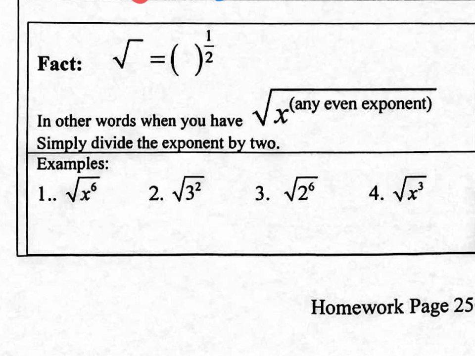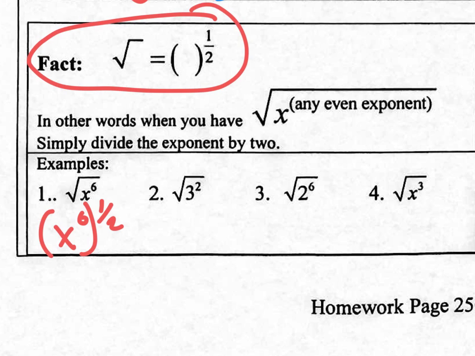So example number 1, the square root of x to the 6th. Let me rewrite this so you guys can see what I'm talking about. x to the 6th, instead of the square root, I want to put the power of 1/2, okay? Because this is a fact right here. When you say why 1/2, this is the fact: a square root symbol is the same exact thing as the power of 1/2. That's how it is, right?